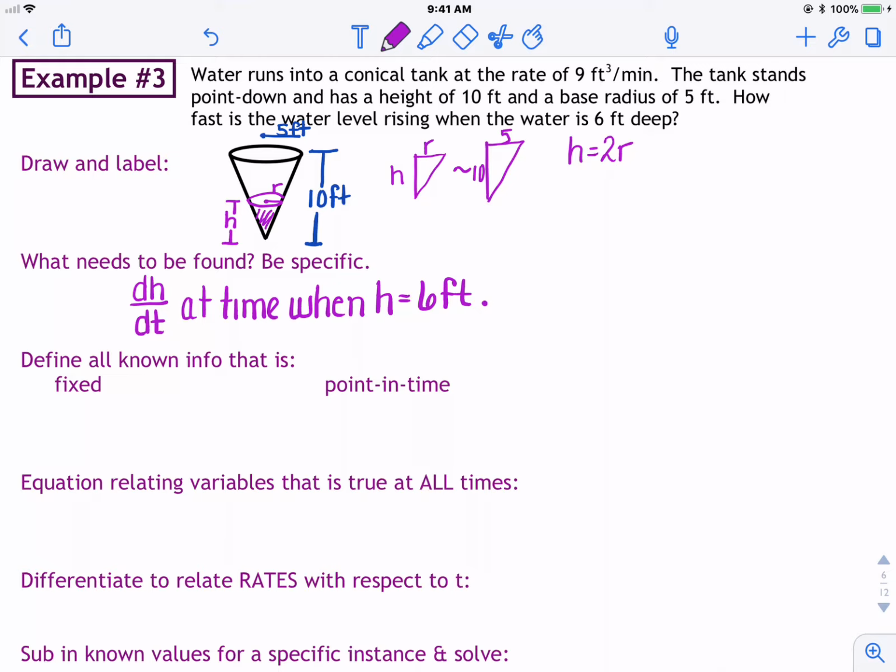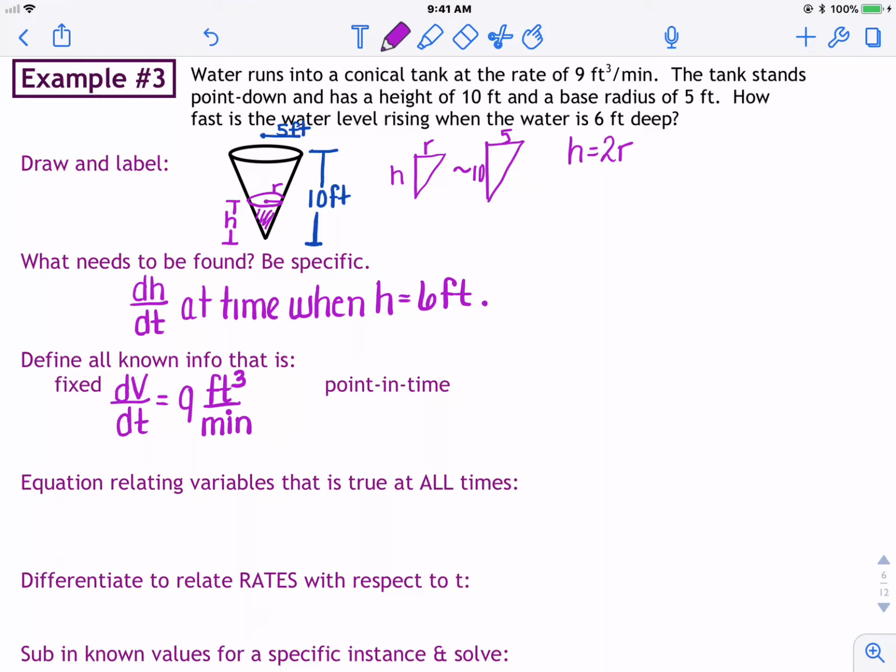So I want to decide what's fixed and what I actually know only at that specific point in time. What's fixed in the information that they gave me is that water's running in, so that would mean the rate of my volume changing over time. The water's running in at 9 cubic feet per minute, and that will be a constant throughout the entire situation.